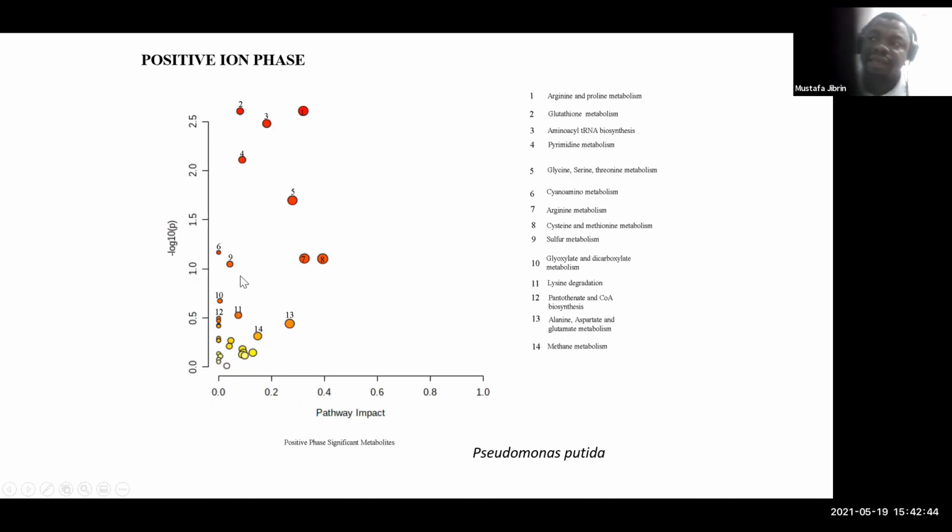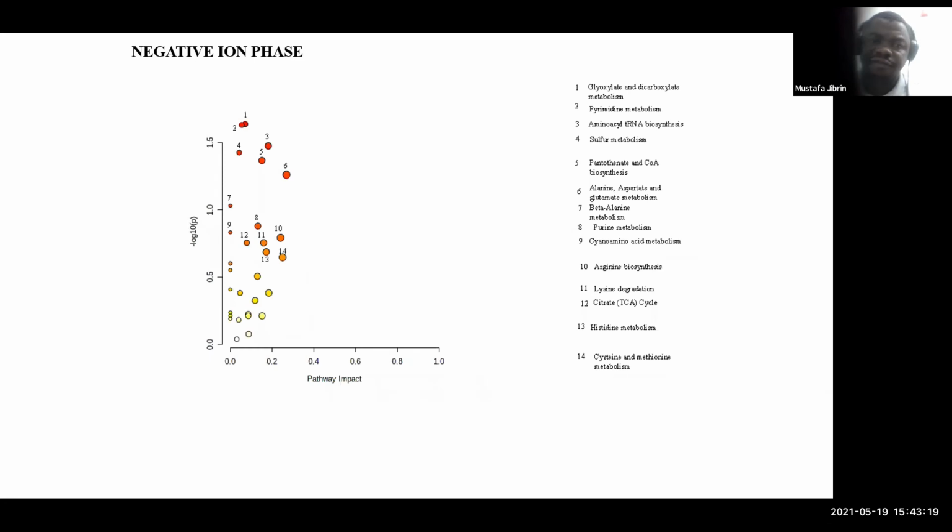When I say strongly here, I labeled 1 to 14, but I didn't label these ones. 1 to 14 have at least 2 metabolites affecting the pathway. For example, the first one, arginine and proline metabolism, probably has like 7 different metabolites, but we chose the ones that have at least two metabolites acting in the pathway. So at least 14 different pathways were being affected very strongly by Cavacro. In the negative ion phase, it's a similar story, even though there's a mix of the pathways.